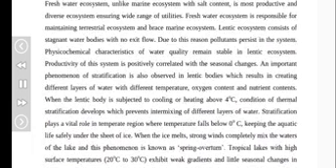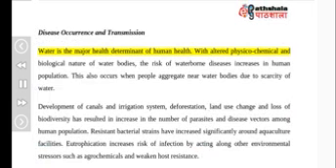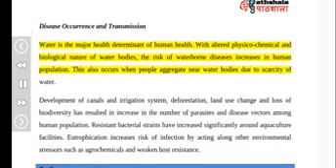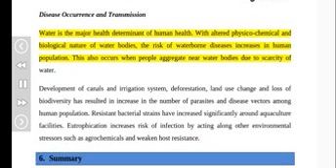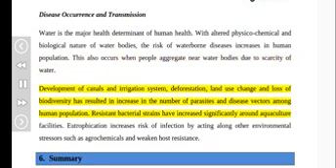31. Disease occurrence and transmission. Water is the major determinant of human health. With altered physico-chemical and biological nature of water bodies, the risk of waterborne diseases increases in human population. This also occurs when people aggregate near water bodies due to scarcity of water.